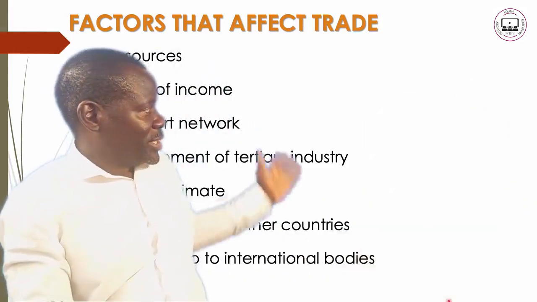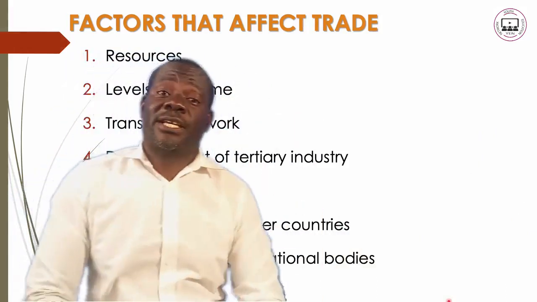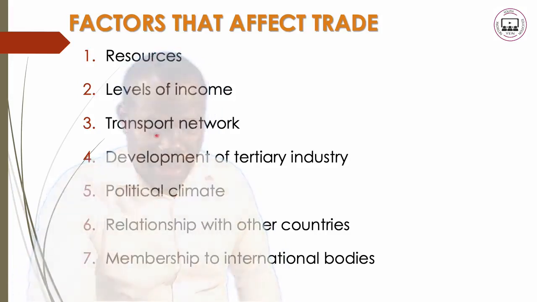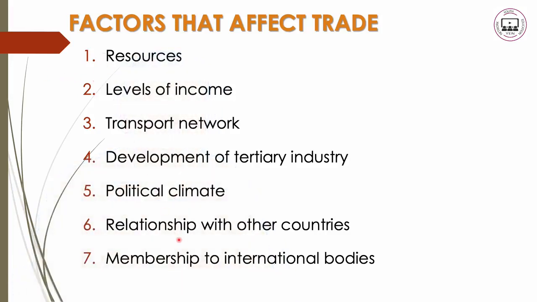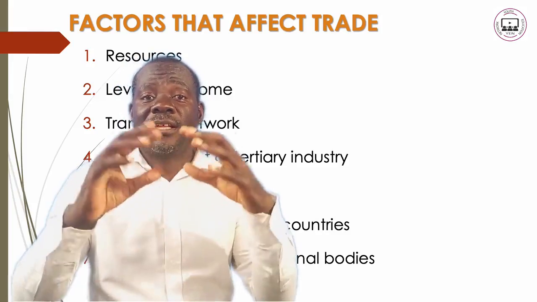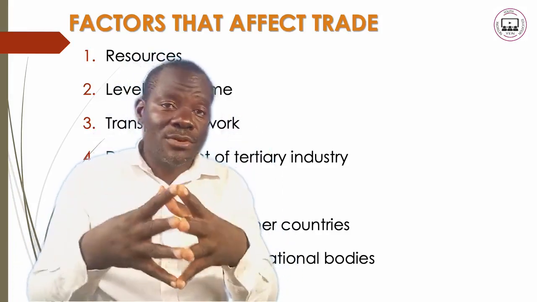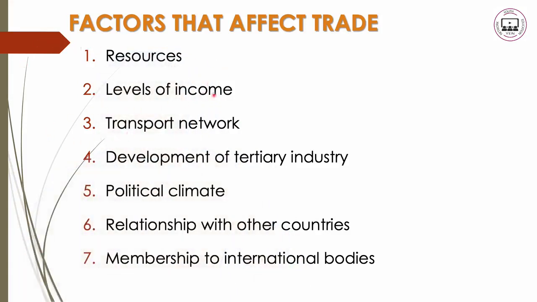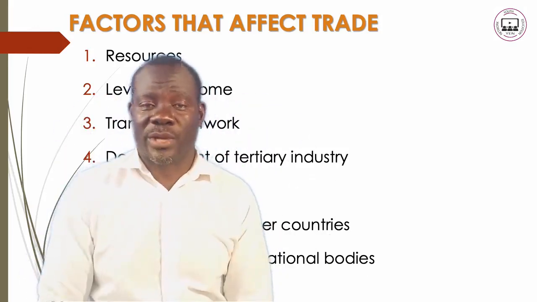As you can see, all these are the factors that affect trade. They make trade possible. When we say factors that affect trade, they are the factors that can make trade be possible or fail. Let us go through again: resources, levels of income, transport network, development of tertiary industry, political climate, relationship with other countries, membership to international bodies. These are the things that today's work is centering on.